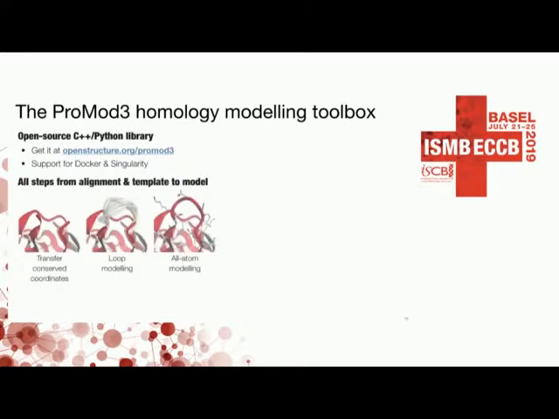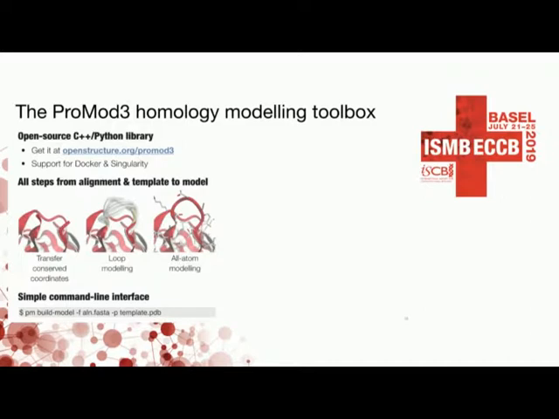It can do all the steps from basically you start with an alignment and with a template structure, and it can do all the steps needed to get to a final full atomistic model of the target protein. It has a very simple command line interface. So basically, this is all, if you have a FASTA alignment and the PDB file for a template, this is all you need to generate your model.